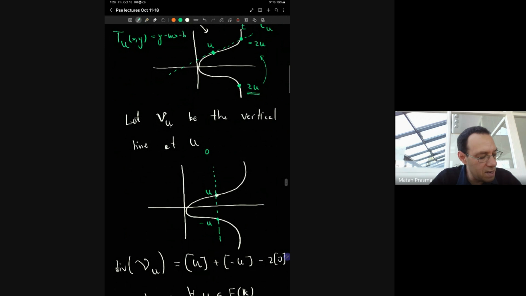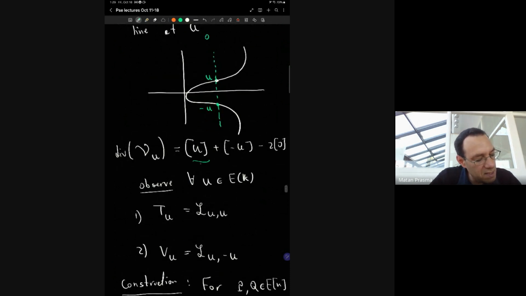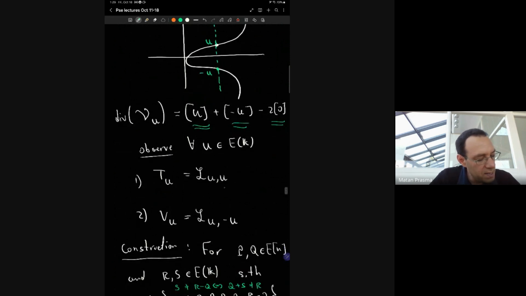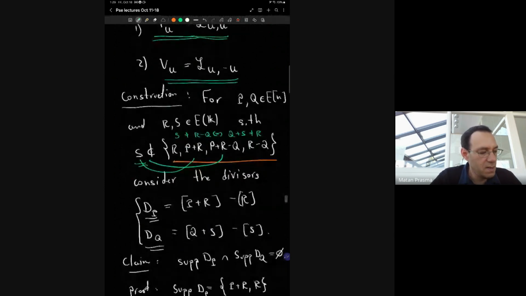And finally, I look at the vertical line at U. The vertical line at U, well, this actually we discussed, the divisor of the vertical line is bracket U plus bracket minus U minus 2O. So the vertical line at U is what we define to be the line that passes through U and minus U, right? So this is here. And the tangent line is the line that passes between U and U. Okay, so this is this. Are we okay with the geometry?